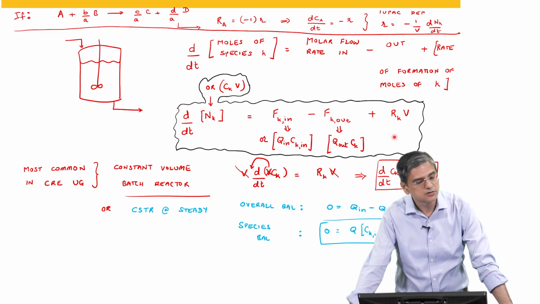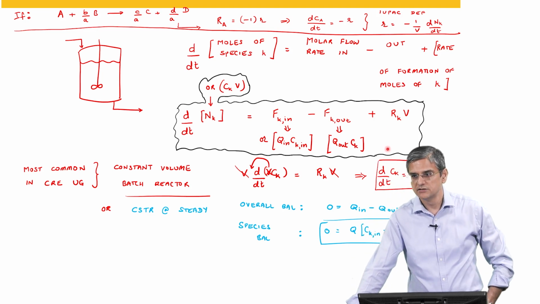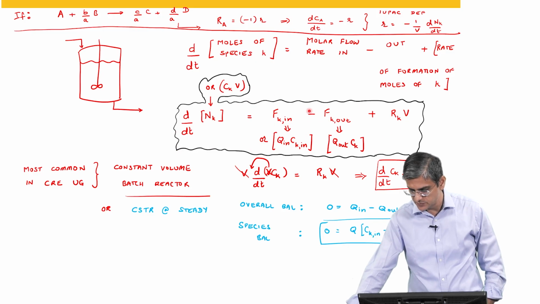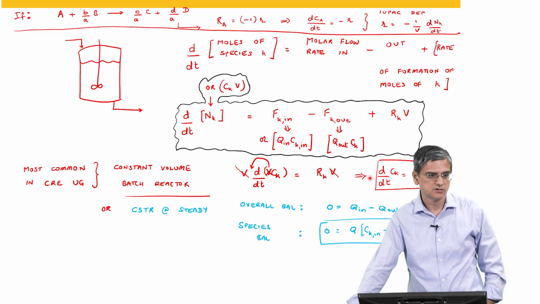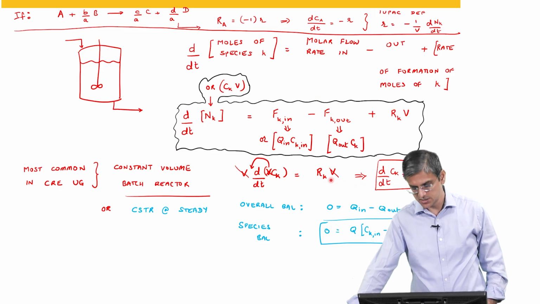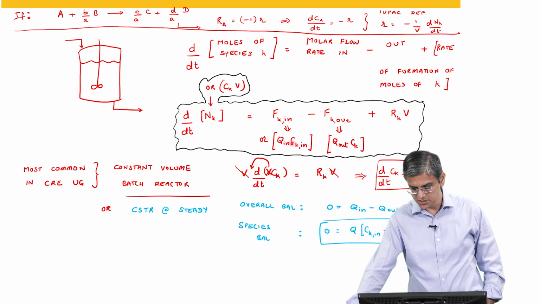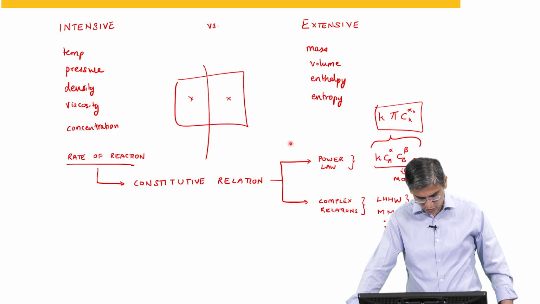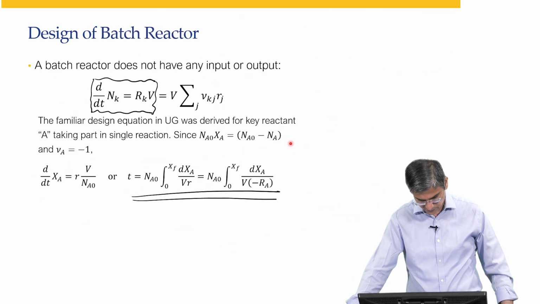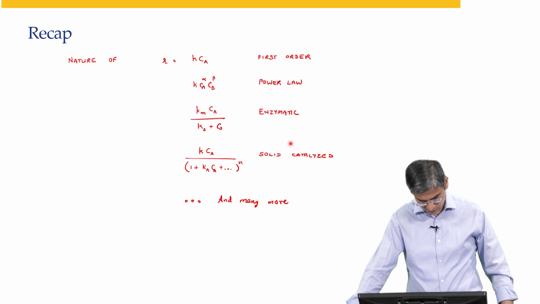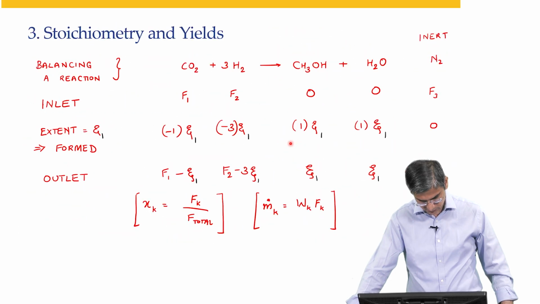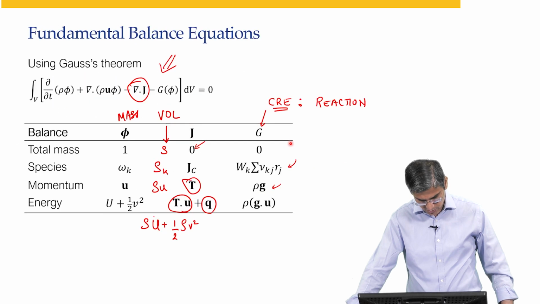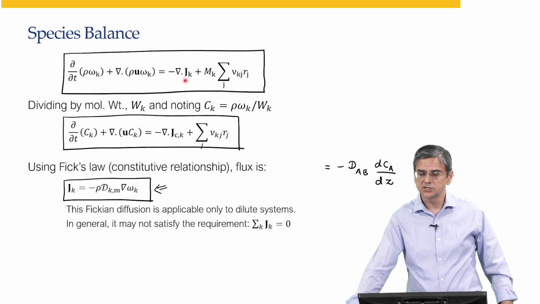In a semi batch reactor where reactants are continuously added or something else is continuously added, this term will be there, this term will be there, this term will be there, but there is nothing taken out, so this term will disappear. So all of these are special cases of these equations, and these equations in turn are special cases of the overall balance equation.